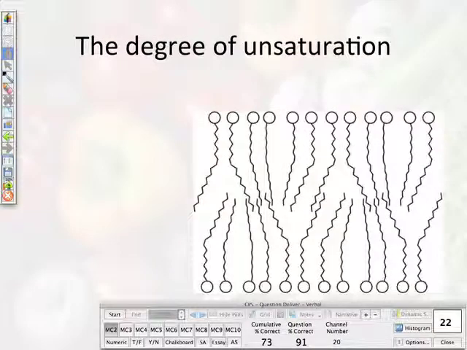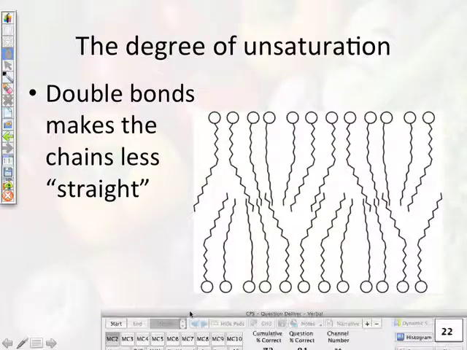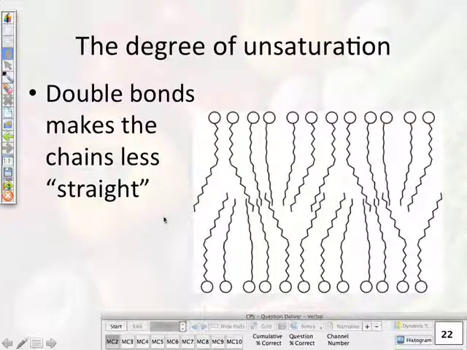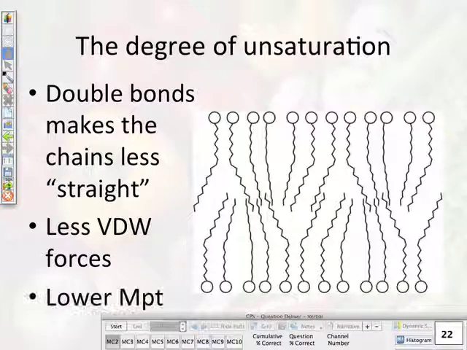The degree of unsaturation, which is also going to have an effect on melting point and hardness, we know that double bonds make chains less straight. Since they are less straight, there's going to be less van der Waals forces, which means they're going to have a lower melting point, which makes sense because the ones that are unsaturated or polyunsaturated, that has multiple or single double bonds, they're liquid at room temperature already. They've got that lower melting point.